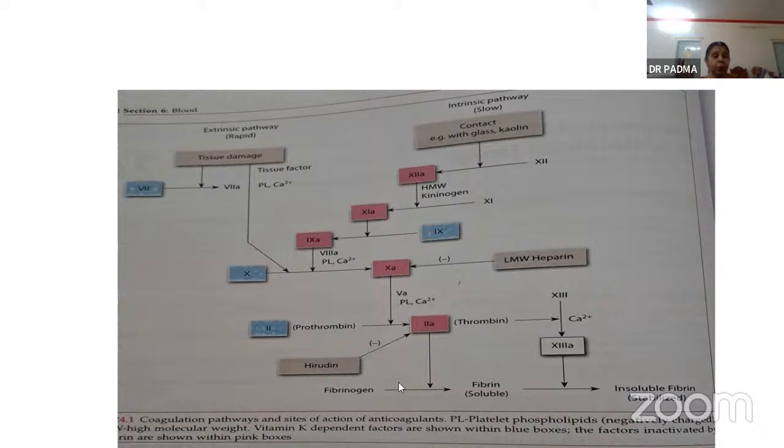So this is the problem we have. So there are advantages with heparin. That is, it has got a low volume of distribution. So we can use an antidote, or we can use dialysis, and remove the heparin.